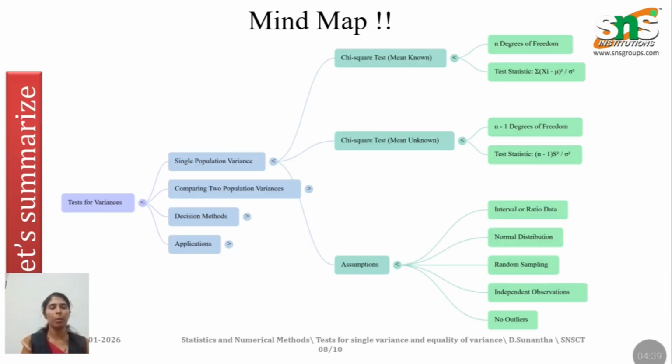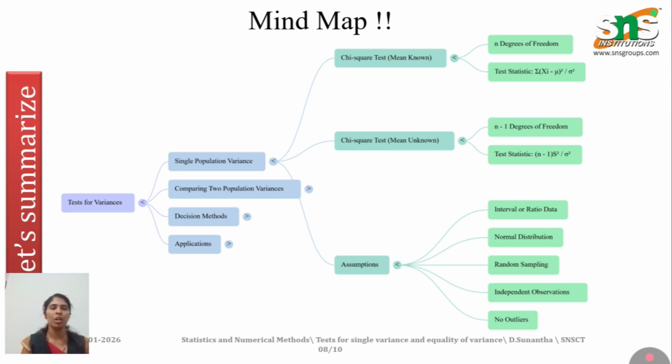Next is the mind map of this. In this video, we have seen single population variance. In single population variance, we have seen the chi-square test, where the mean is known or the mean is unknown. When the mean is unknown, we have seen the degrees of freedom and statistics, and the degrees of freedom as n minus 1.